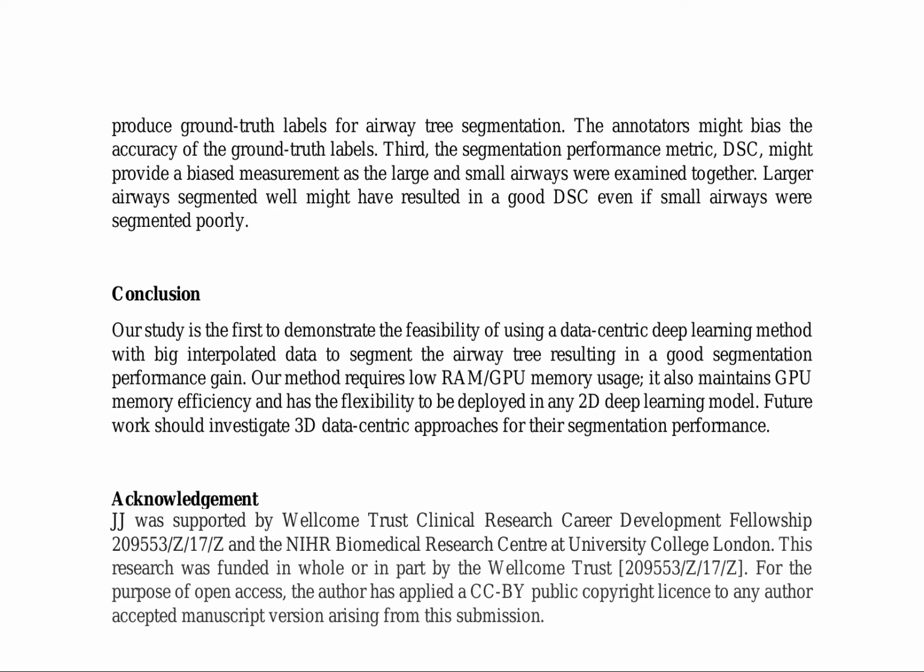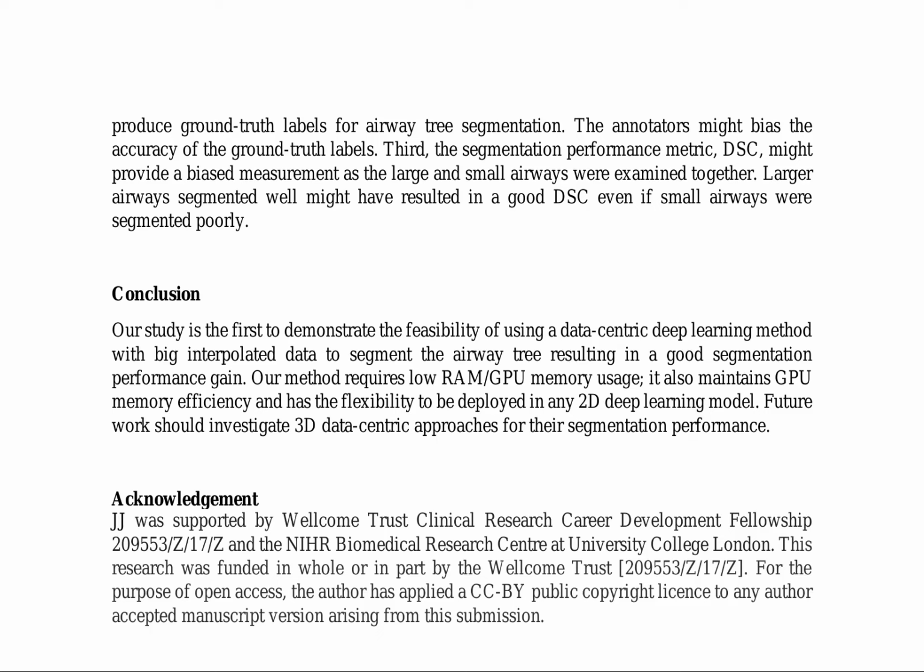Despite these limitations, the data-centric deep learning method with big interpolated data has demonstrated feasibility in segmenting the airway tree, achieving good segmentation performance with low RAM and GPU memory usage, and maintaining GPU memory efficiency. This method can be deployed in any 2D deep learning model, making it a versatile tool for airway segmentation. The authors suggest that future work should investigate 3D data-centric approaches for their segmentation performance, which may provide more accurate and comprehensive airway tree modeling.